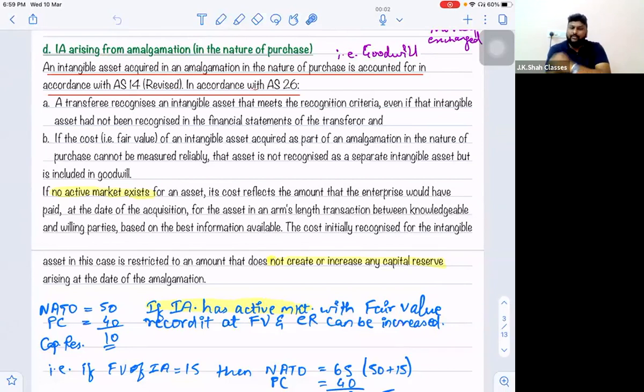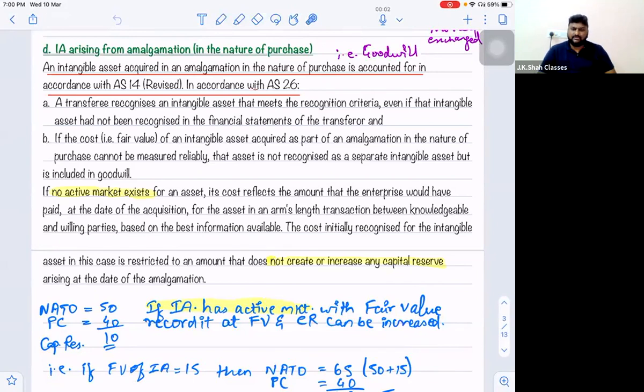Point number 2, at what value? Generally, fair value. You have to consider the fair value of that intangible asset. So if the fair value of that intangible asset is available, you can definitely record it at the fair value. But if fair values are not available and it is not possible to ascertain the fair value, then in that case, let it be merged with the value of goodwill only. Now people are confused.